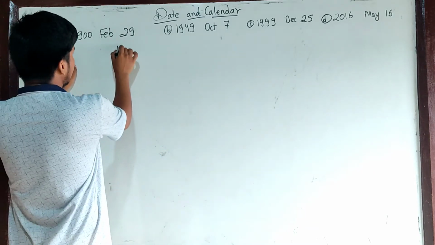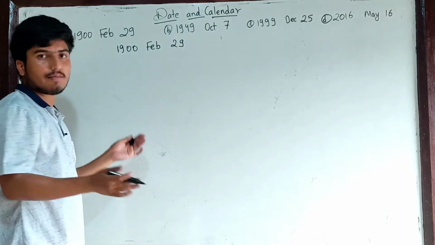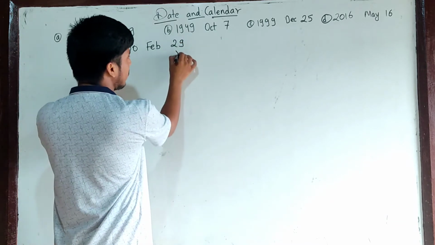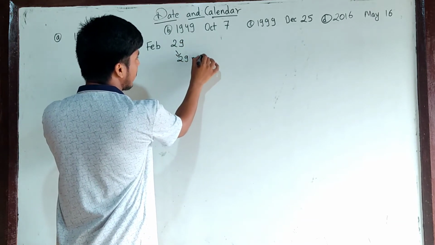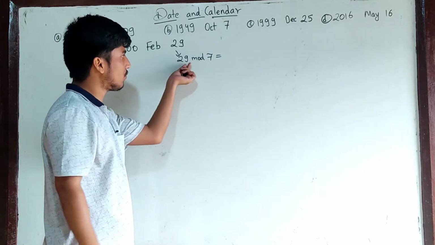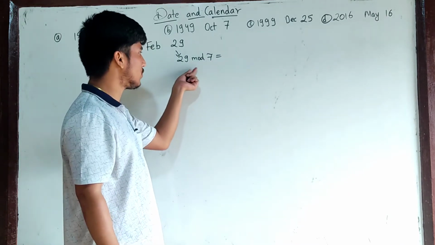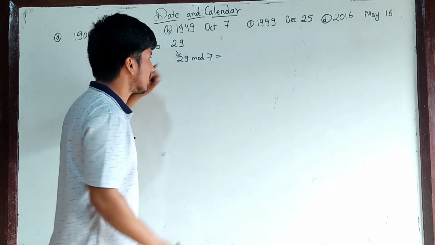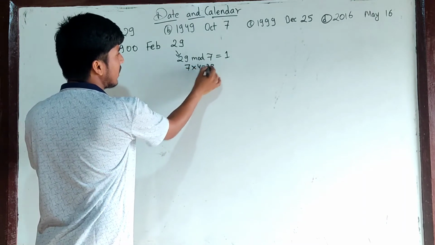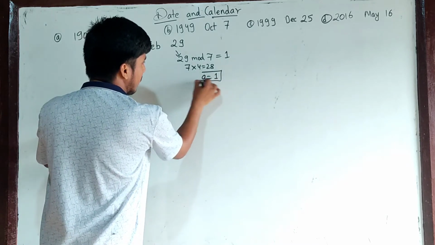So the first date we have is 1900 February 29. Now we must remember from the trick that first we assign a code for the day. So for 29, it is modular divided by 7, and we know the answer here is the remainder. Close to 29 there is 28, which is exactly divisible by 7. 7 times 4 is 28, and the remainder is 29 minus 28, which is 1, right? So our first code is A is equal to 1.